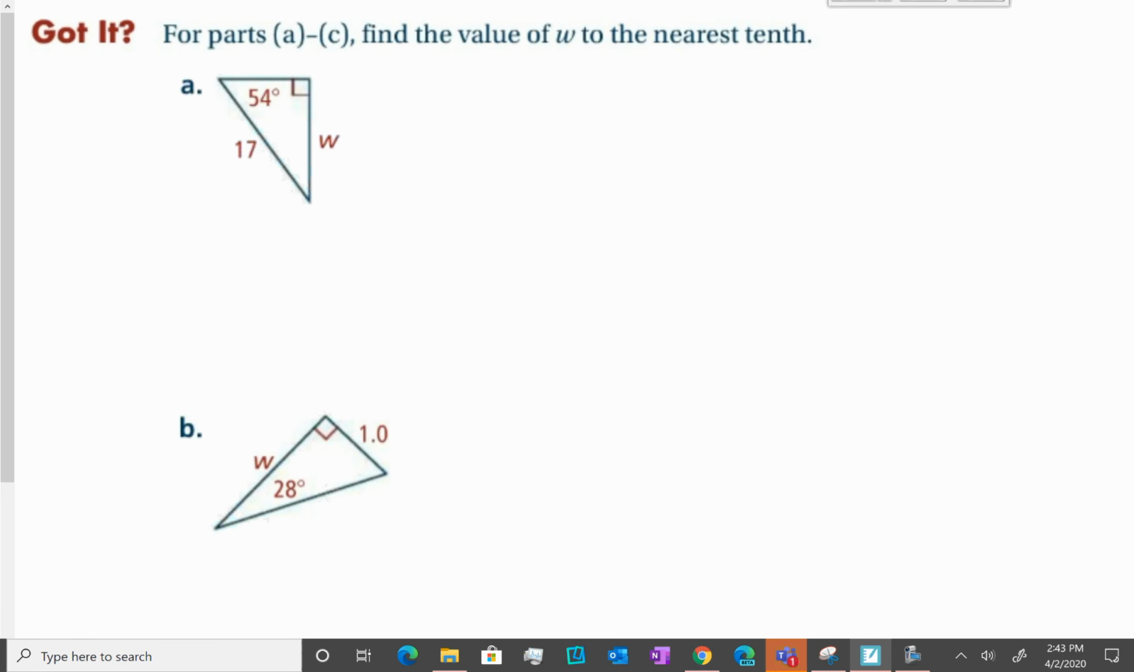Here's your got it, okay? So you're trying to find what W is. Think about what that is in relationship to the angle you're given and what that 17 represents. Okay, for B, think about what W is in relation to the angle and what 1.0 is in relationship. Write your trig ratios first, and then go ahead and solve for your variable.